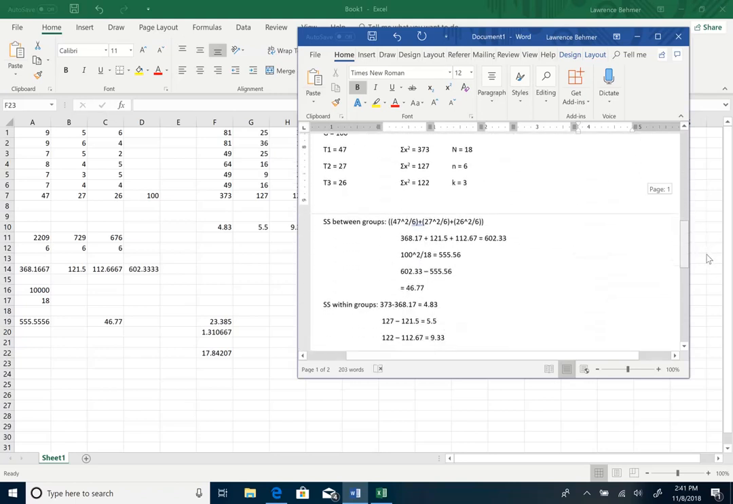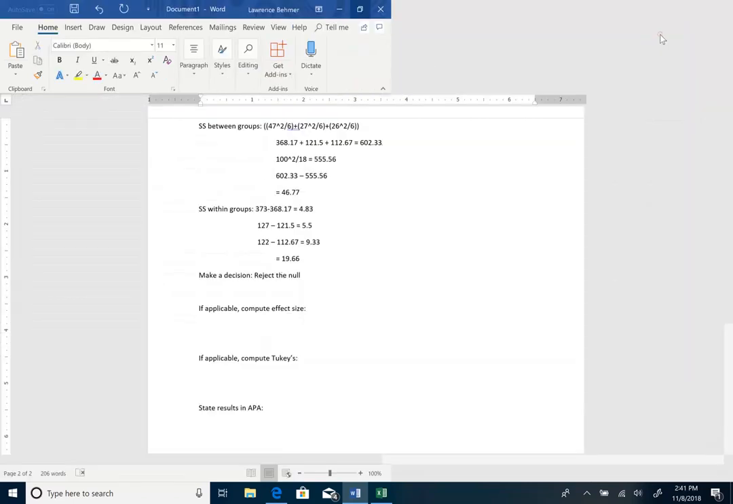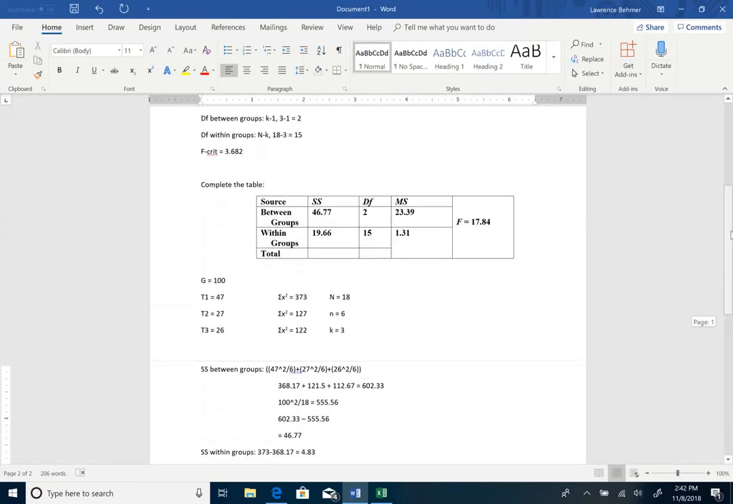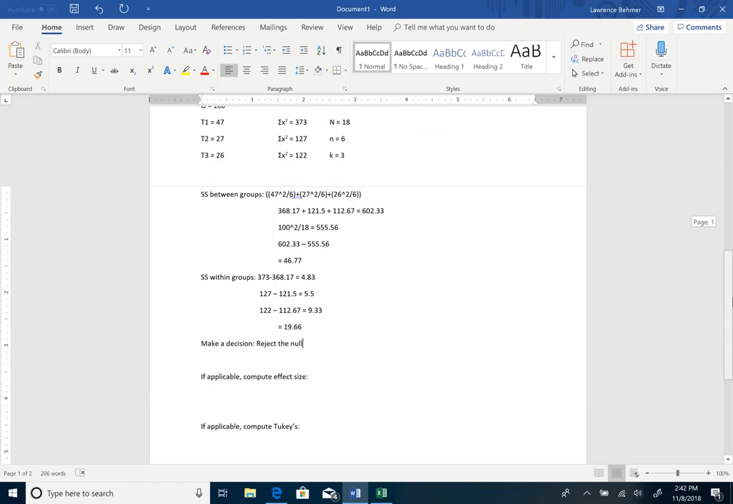And what do you think our decision is going to be? It's going to be to reject the null, right? Because this F obtained is far larger than this F critical. And if we had plotted this on a curve, it's as far to the right as you could practically possibly be. This is a crazy big F value. Okay, fantastic. So we reject the null.